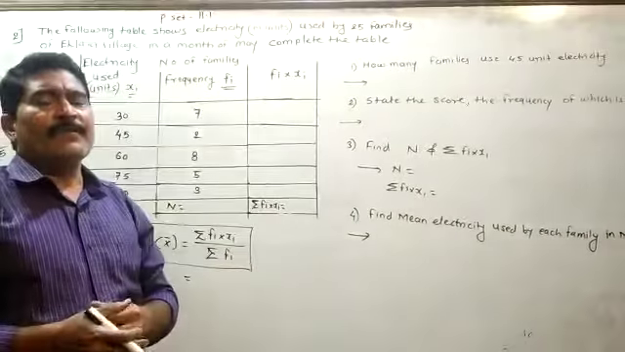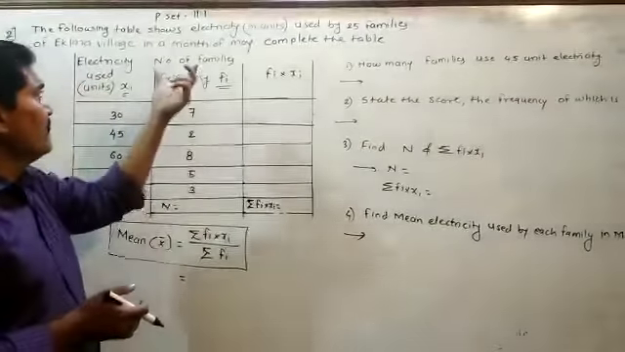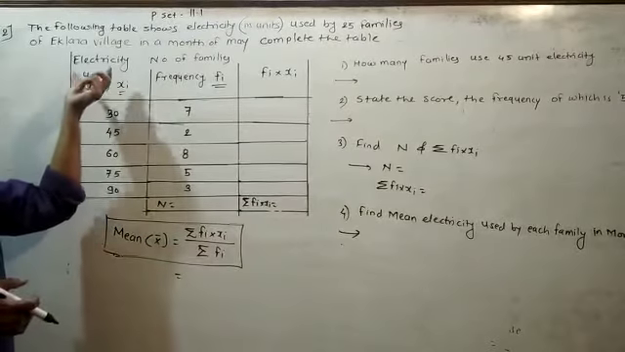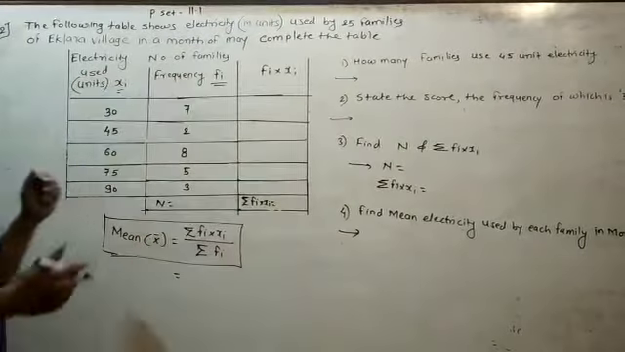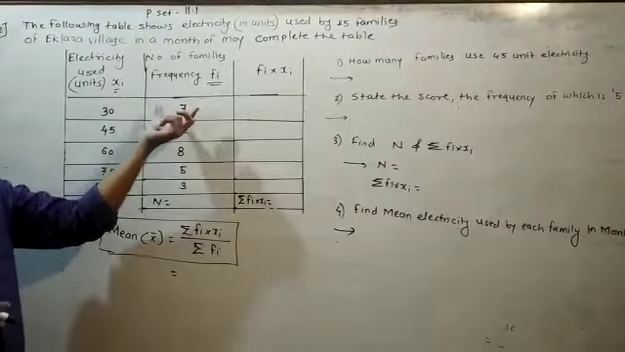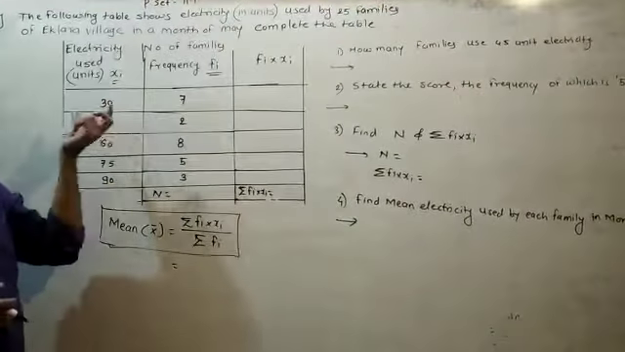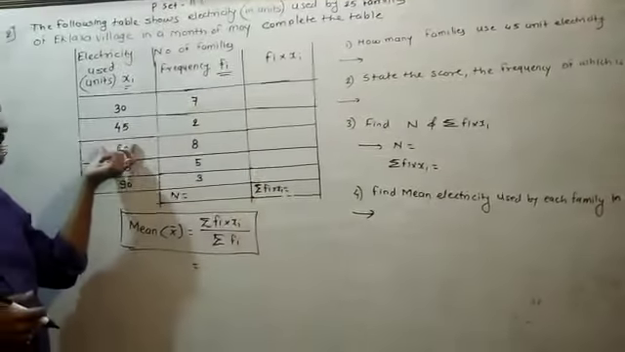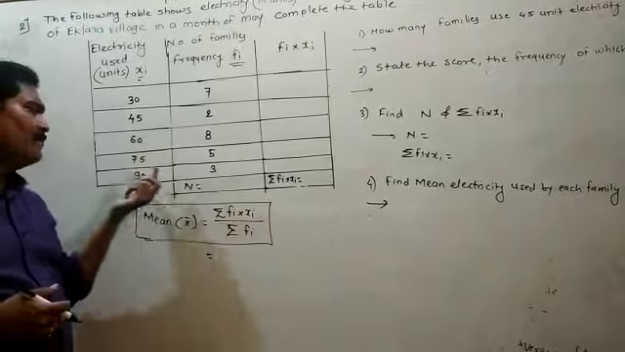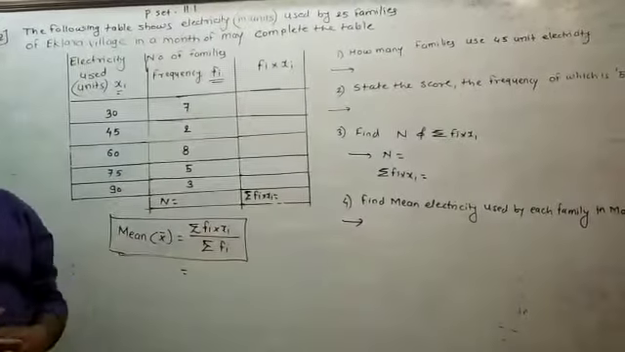Here, for the village Eklara, the details of the month of May are given. According to that, in the month of May, 7 families in that village use 30 units, 2 families use 45 units, 8 families use 60 units, 5 families use 75 units, and 3 families use 90 units. According to that, you have to fill the table.